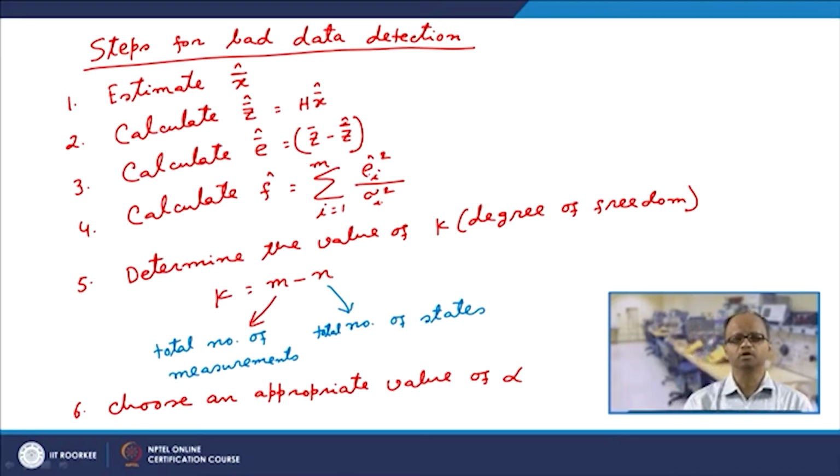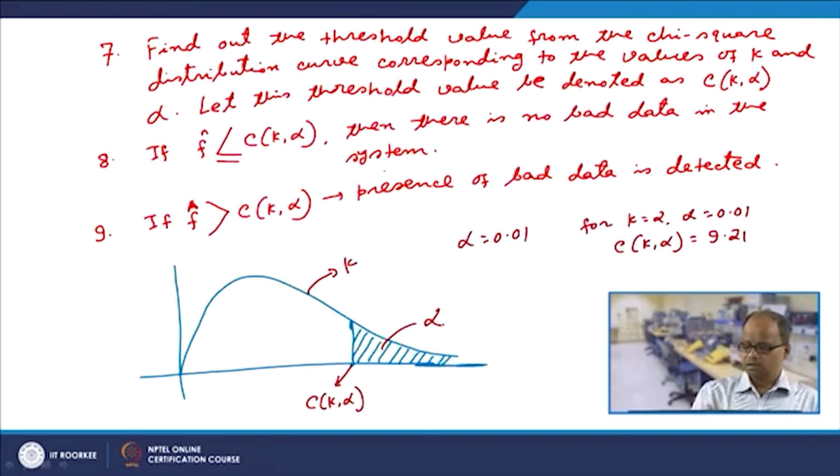So, then therefore, this vector E hat will also become quite erroneous or rather large. So, each and every element of E I hat would be large in magnitude. So, then therefore, f hat would be large. This probability is pretty small, it is just 1%. So, under normal condition it is most likely that the calculated value of f hat will always be less than this particular threshold value of 9.21.